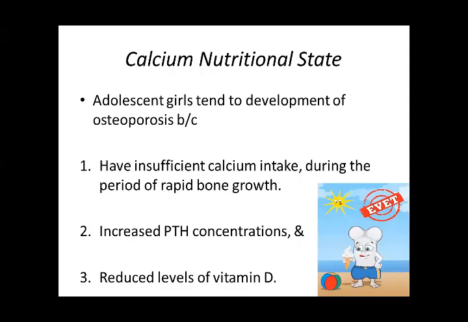Calcium nutritional states: if the calcium does not meet the demand of growing bone, young people will also get osteoporosis. Adolescent girls are affected more than adolescent boys, so adolescent girls tend to develop osteoporosis because of insufficient calcium intake during the period of rapid bone growth, increased parathyroid hormone concentration, and reduced level of vitamin D.